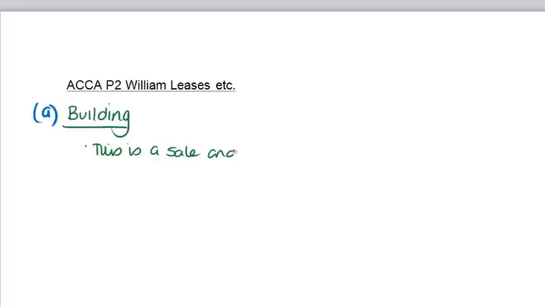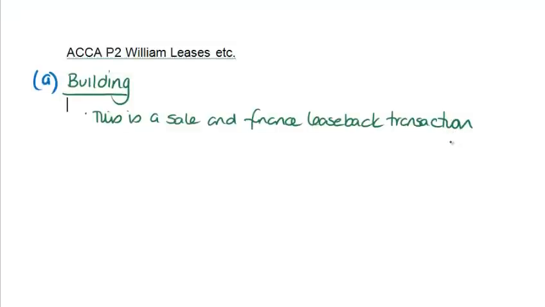So we've got a number of transactions, the first of which is in respect of a building. We sold it to a finance company for 5 million when it was worth 3.5, and then leased back. This is a sale and finance leaseback transaction. I can't remember what the next word is going to be. What do you think it just might be? Because.